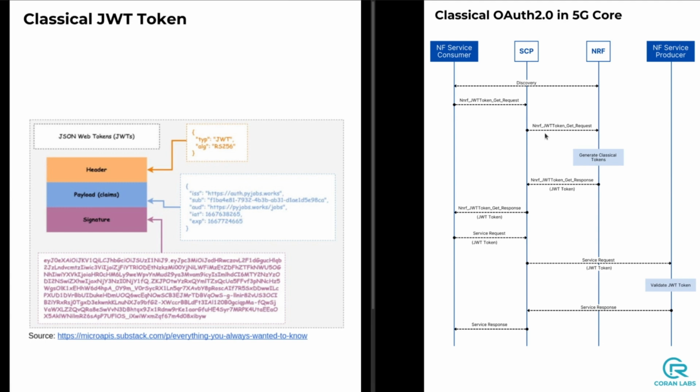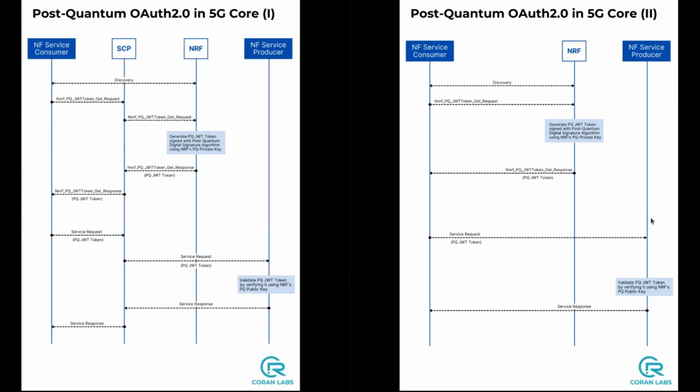So what we need is post-quantum tokens. So this is post-quantum OAuth 2.0 in 5G core. It uses post-quantum tokens signed by MLDSA, which is a NIST standardized post-quantum signature algorithm. So these two are the flows.